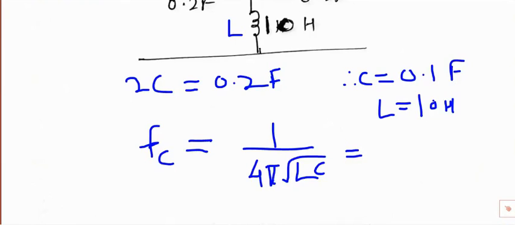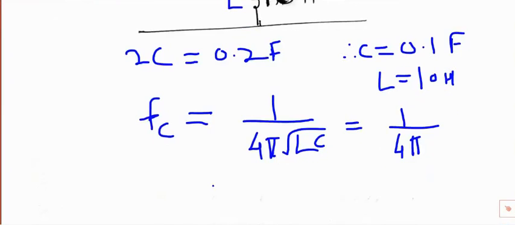So just substitute the value, you will get the answer. 1/4 pi, 10 into 0.1 is 1, under root 1 is 1. So 1/4 pi is the answer. Okay. I think you are calculating. I will give you time. Okay, 0.079.